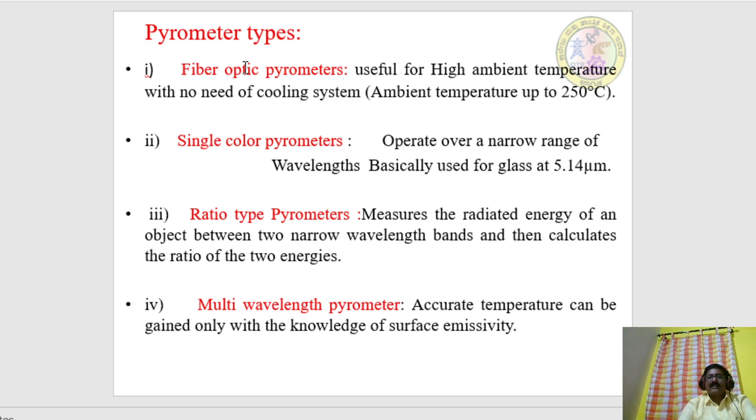Then ratio type pyrometers are used for measuring the radiated energy of an object between two narrow wavelength bands, which is then used to find out the ratio of the two energies. Whereas multi-wavelength pyrometers, that is multicolor, are generally accurate pyrometers, and accurate temperature can be obtained only when the surface emissivity is known thoroughly.